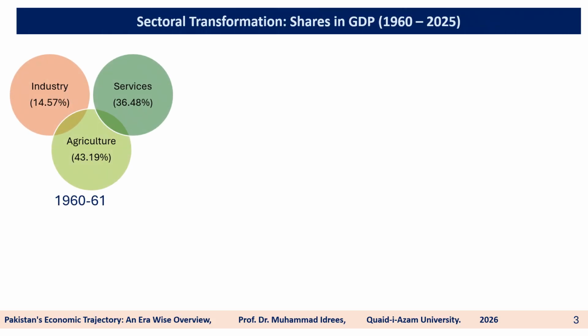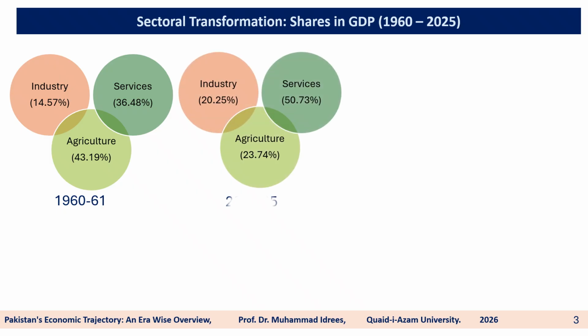In 1960-61, the agriculture sector was the dominating sector. Its contribution in Pakistan's GDP was 43.19%. It was followed by services sector with a contribution of 36.48%. The share of industrial sector in Pakistan's GDP was 14.57%. And then in 2024-25, there was a clear transformation.